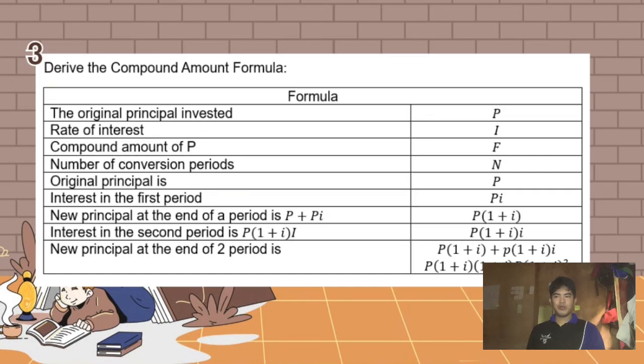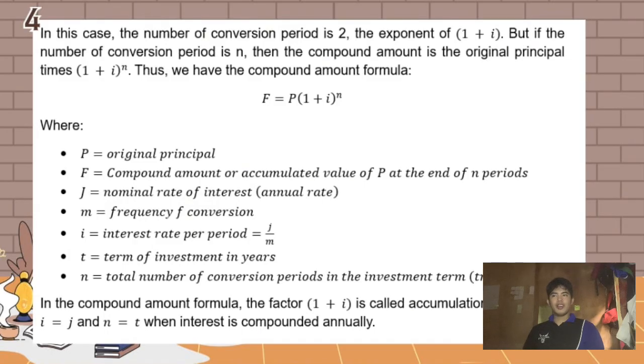New principal at the end of 2 periods is P times 1 plus I plus P times 1 plus I times I, or P times 1 plus I, times 1 plus I, which is P times 1 plus I squared. So, in this case, the number of conversion periods is 2, which is the exponent of 1 plus I. If the number of conversion periods is N, then the compound amount is the original principal times 1 plus I to the power of N.